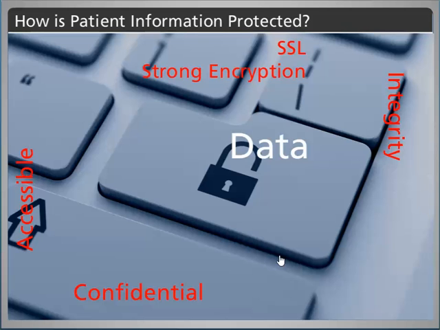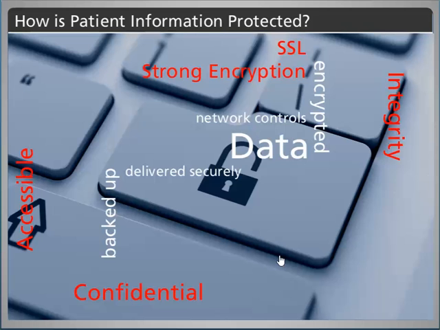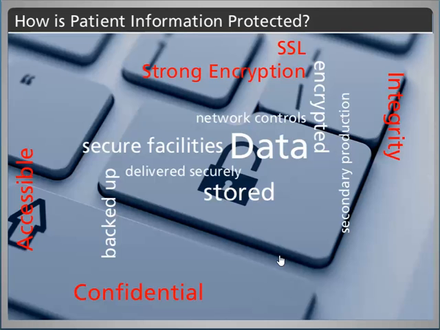Key components include: data is delivered securely. Data is encrypted and stored securely with many network controls. Data is backed up and stored securely. In case of major problems, secondary production machines in a separate location are reserved and can be quickly brought online. Data facilities have restricted access and extensive security controls. Data access is highly restricted, tracked, audited, and monitored. Authorized user accounts are only given to MyHealth member organizations.